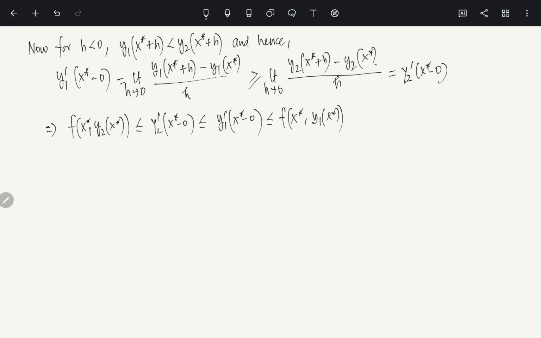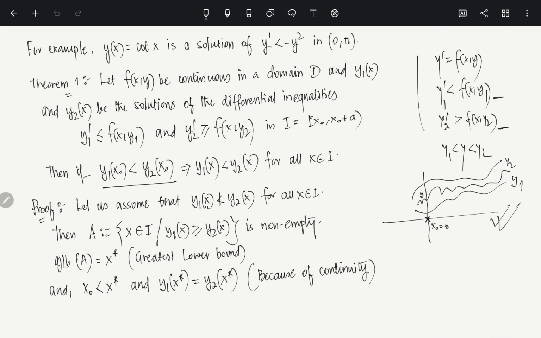So if this is the case, you are saying that at the point x star, y2 and y1 are basically the same. So this will imply that f of x star... there is one mistake. At least one of these should be strict, so either this or this. Let's just do this one, we need this.